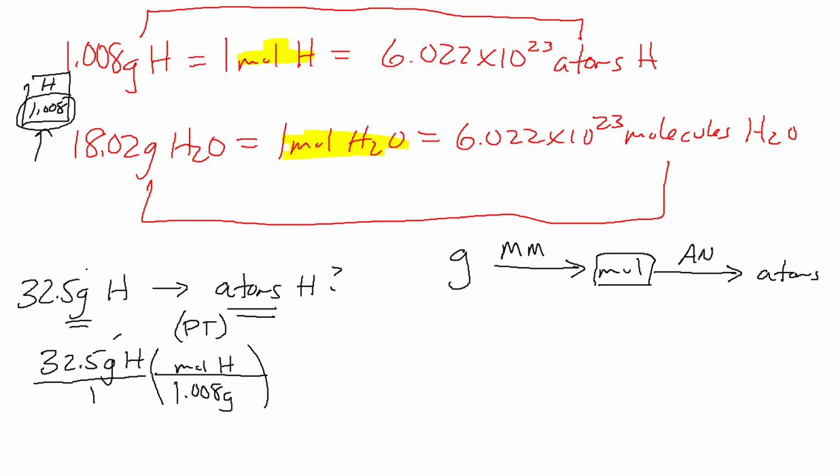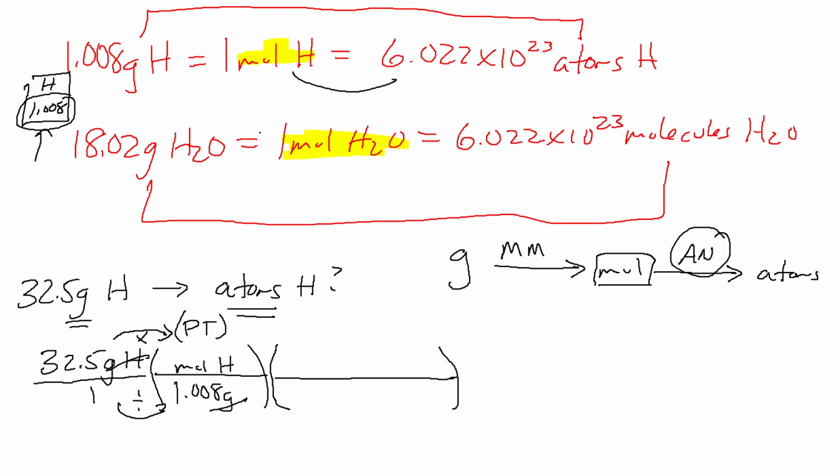We stop the calculation right at this point. We're going to multiply the top, divide the bottom. Grams will cancel, and we're in units of moles of hydrogen. Now, again, we can see the units of moles are up on top, and we want to take it to atoms. So this is where Avogadro's number comes into play, which is basically this relationship.